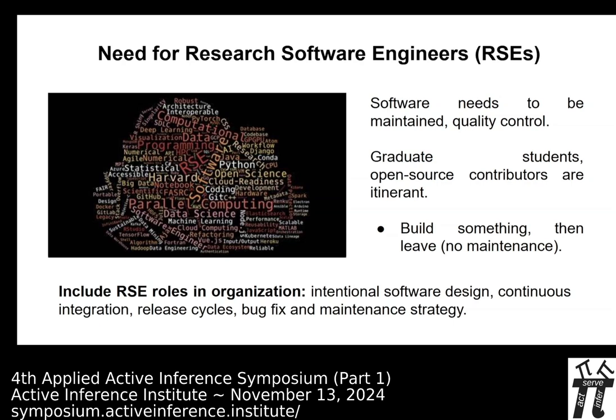A lot of academics know the technicals matter, but they don't know how to build software. Software needs to be maintained and needs to undergo quality control, and those are separate skills. The problem, of course, is that in academia, we tend to have graduate students or open source contributors build packages or whole software platforms, and their contributions are well appreciated, but their involvement is itinerant. They might build something and then leave the lab in 2 years, or they may contribute to an open source project and you may never see them again.